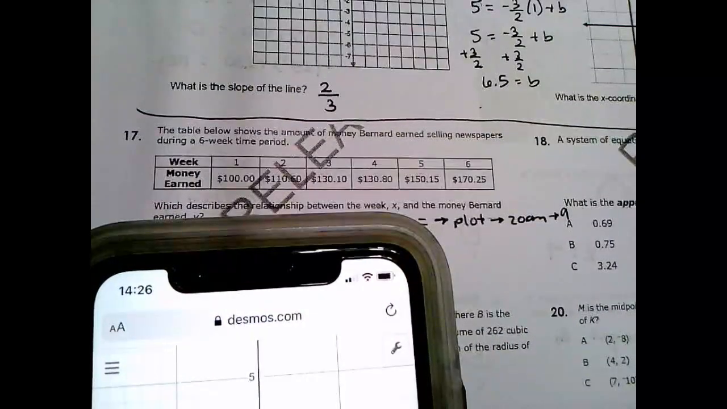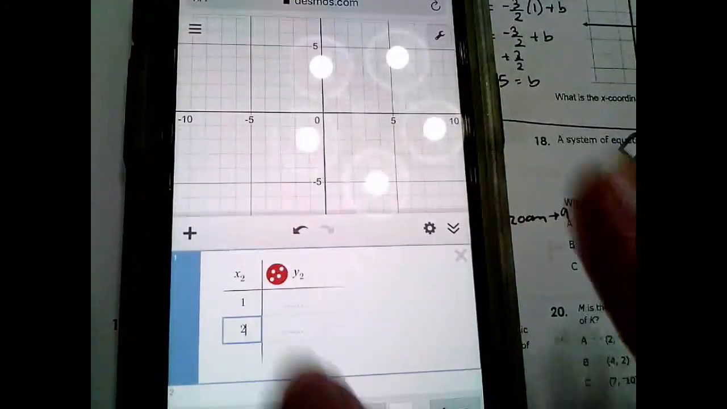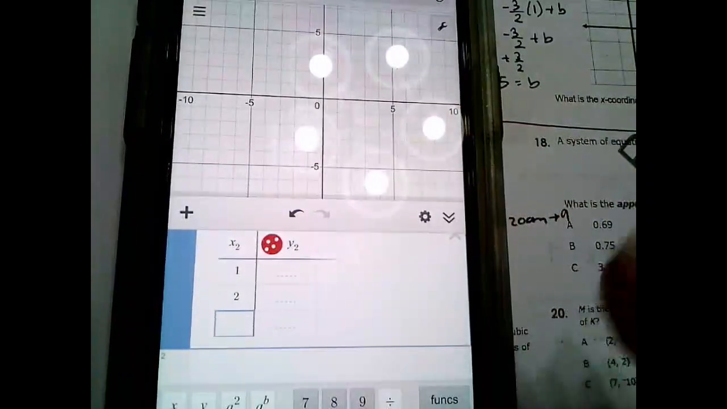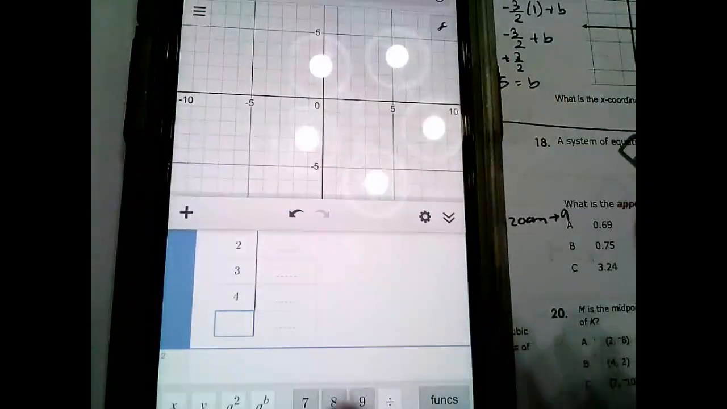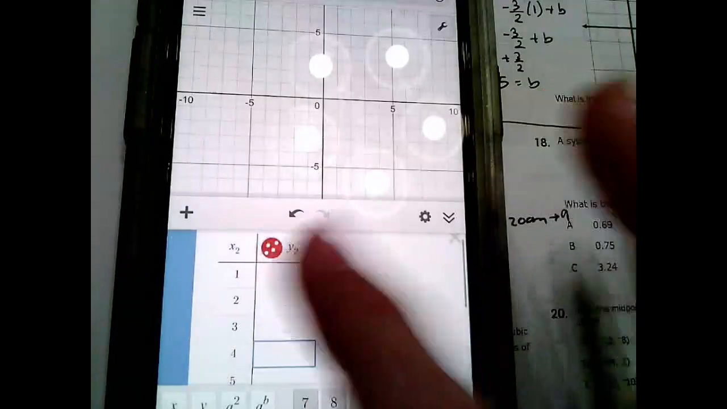And then just plug your table in. So my weeks are going to be my X. So 1, 2, 3, 4, 5, 6. My Y's are going to be the money.